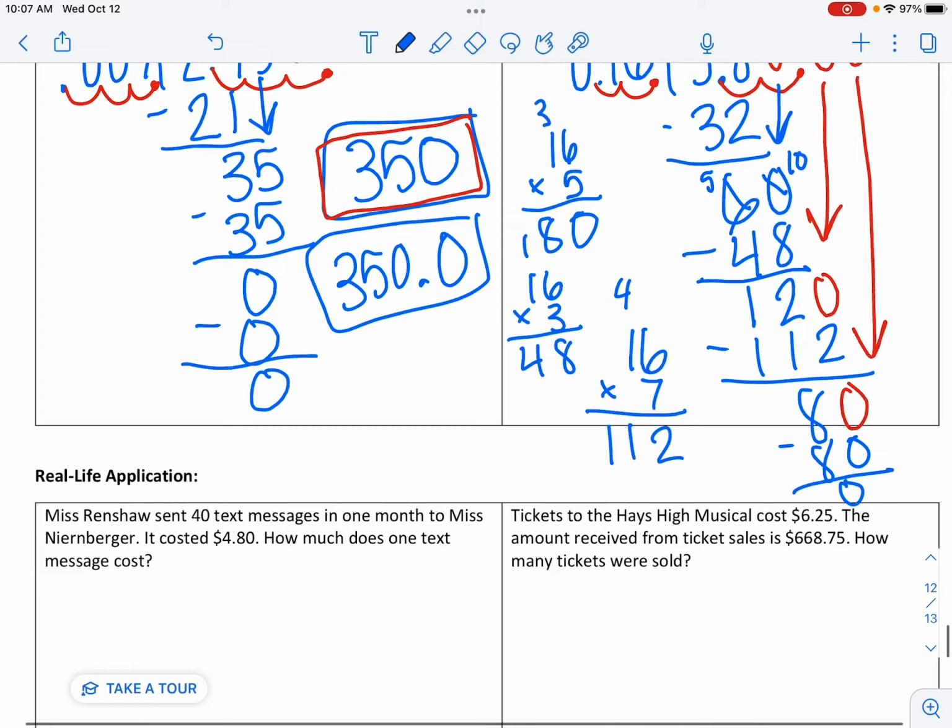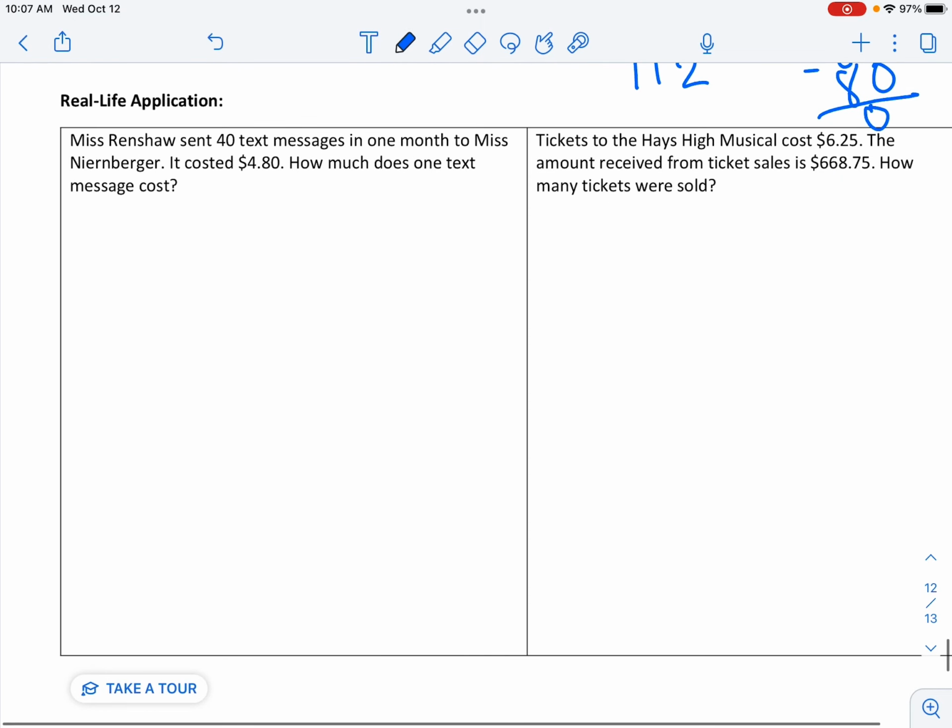Okay, we are going to do one more. Miss Renshaw sent 40 text messages in 1 month to Miss Nurberger. It costed $4.80. How much does one text message cost? So altogether, the 40 text messages cost $4.80. We want to know how much each text message costs. This is back before even my time when text messages cost.